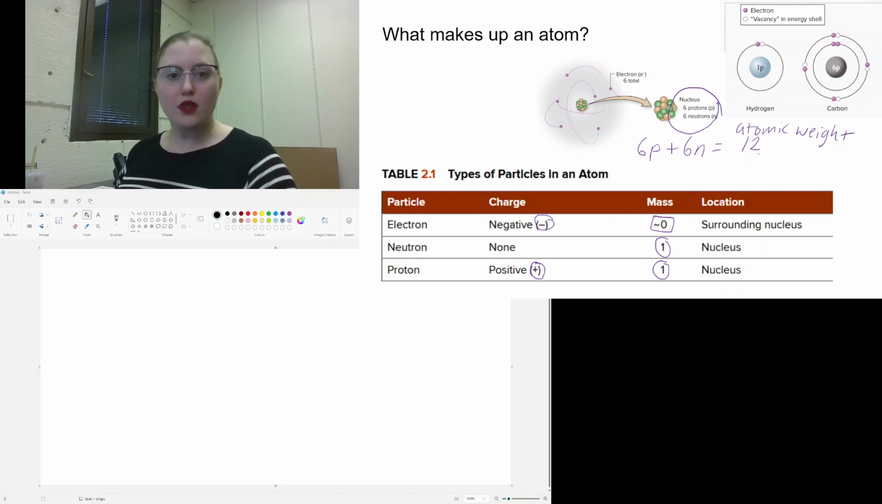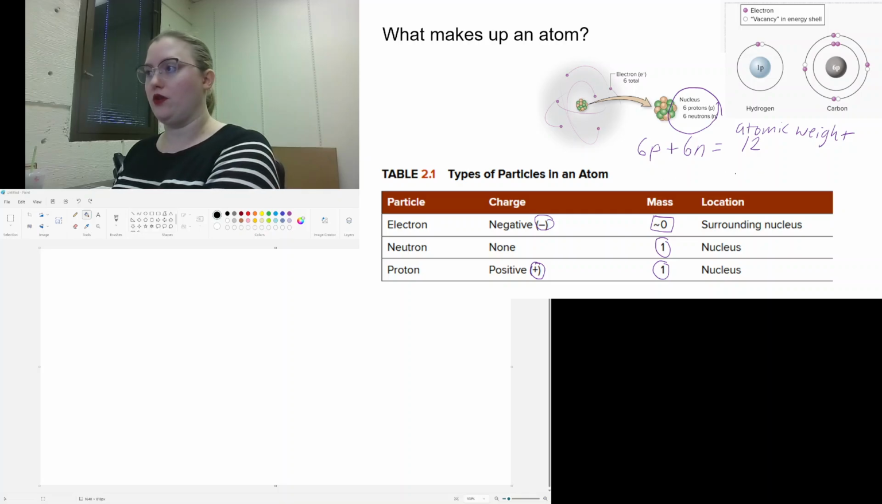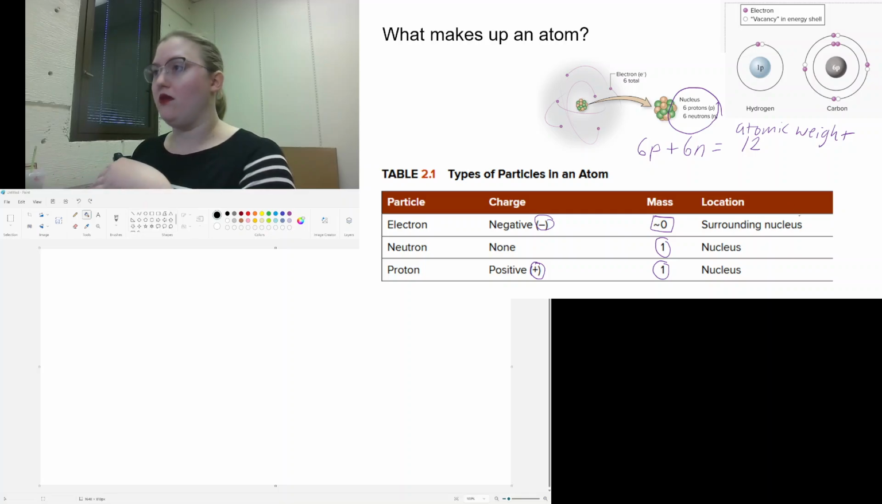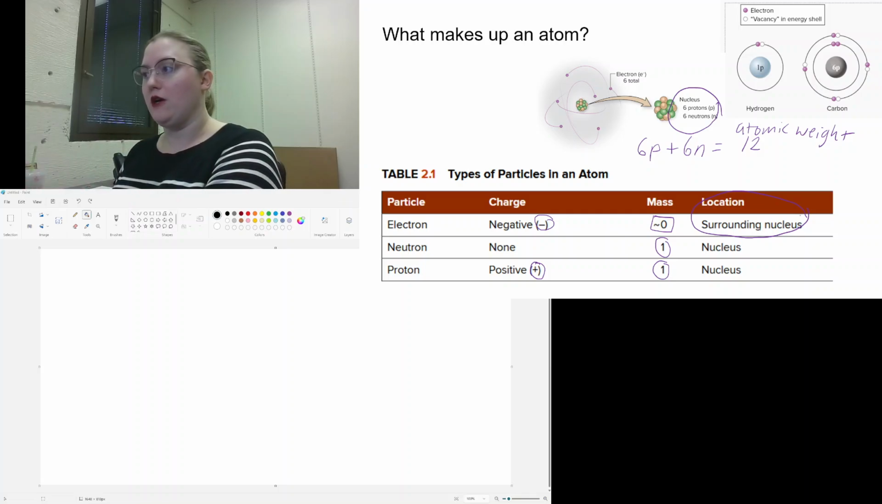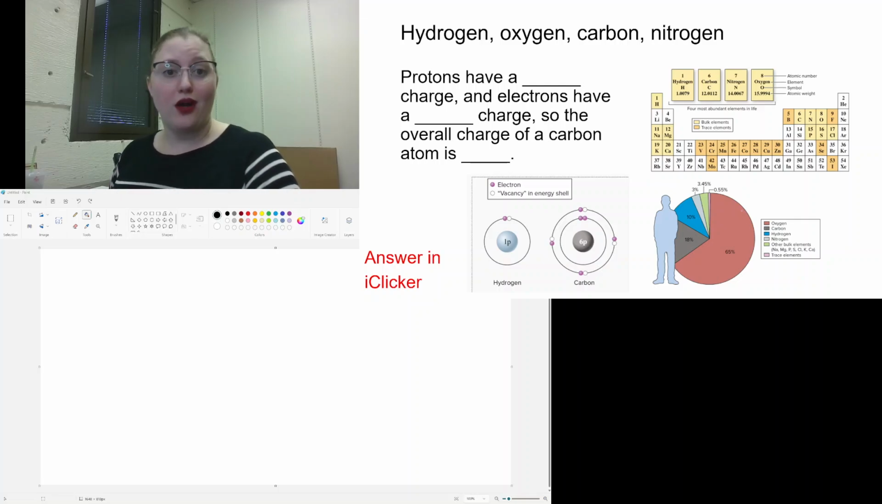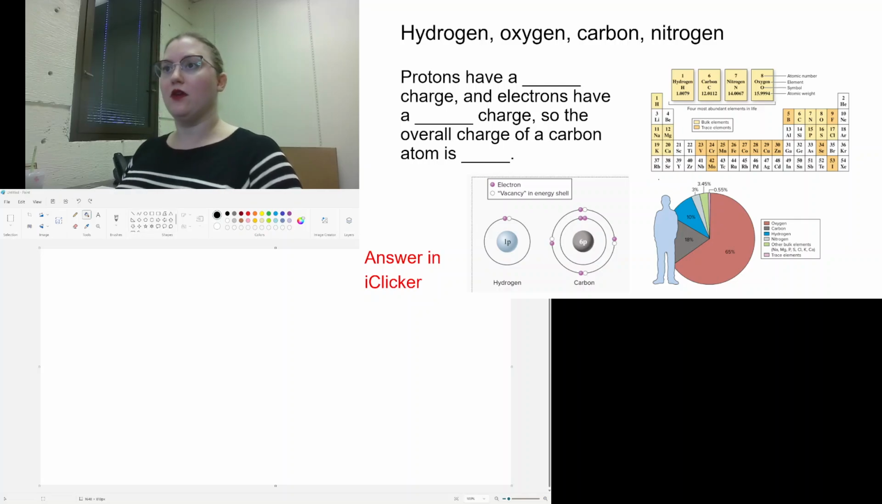Okay, and our atomic weight is 12. So the electrons are not counted in the atomic weight. They're still very important. The electrons are particularly important because they're not present in the nucleus. They are present around the nucleus, floating, orbiting the nucleus, meaning that they are available for making bonds with other atoms.